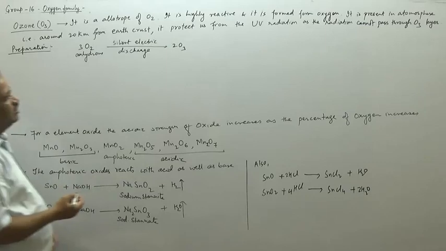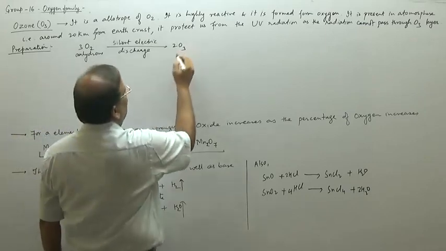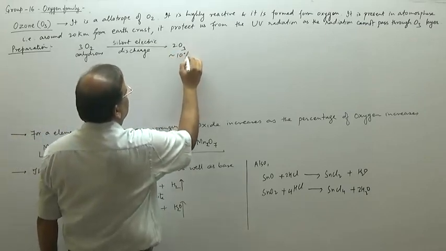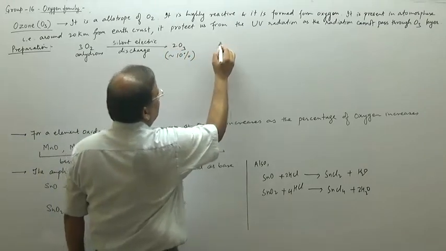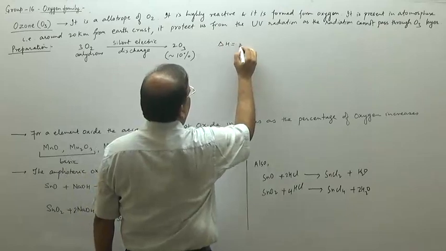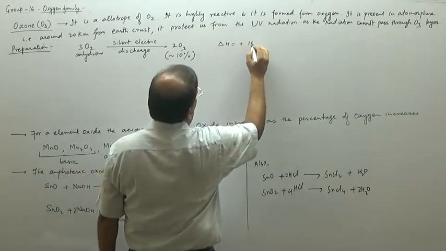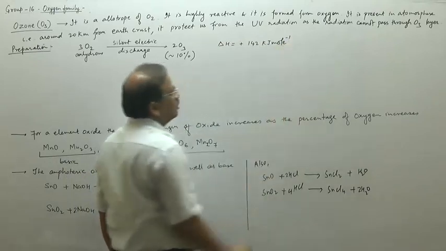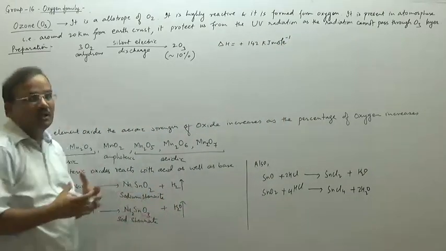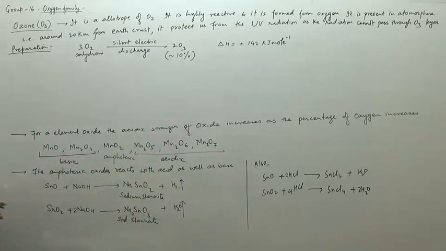Now the ozone which is formed is only around 10% in this. And the delta H of reaction is not very high, but it is positive, 142 kilojoules per mole. So obviously it is an endothermic reaction. That's why we require the silent discharge for the reaction.